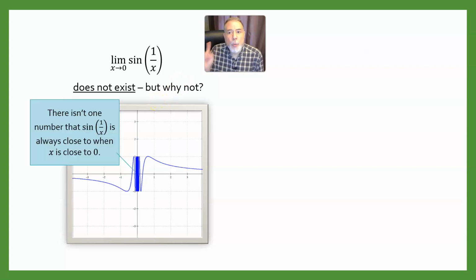So there isn't just one particular number that sine of 1 over x is always close to whenever x is close to 0. That means there isn't a limit, because a limit would have to be one particular number that the function is always close to whenever x is close to 0. So that's why that limit doesn't exist. But compare that with the limit as x approaches 0 of x times the sine of 1 over x.